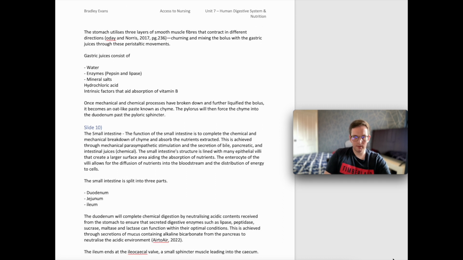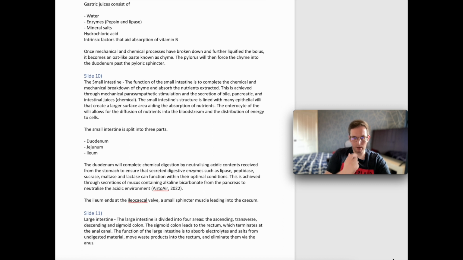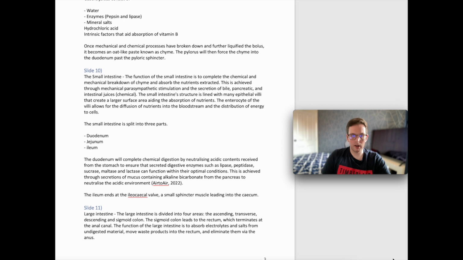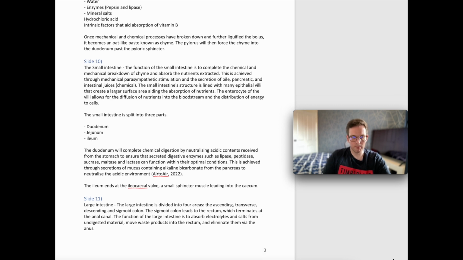The small intestine. The function of the small intestine is to complete the chemical and mechanical breakdown of chyme and absorb the nutrients extracted. This is achieved through mechanical, parasympathetic stimulation and the secretion of bile, pancreatic and intestinal juices. The small intestine structure is lined with many epithelial villi that create a large surface area, aiding in the absorption of nutrients. The entry site of the villi allows for the diffusion of nutrients into the bloodstream and the distribution of energy to cells. The small intestine is split into three parts: the duodenum, the jejunum, and the ileum.